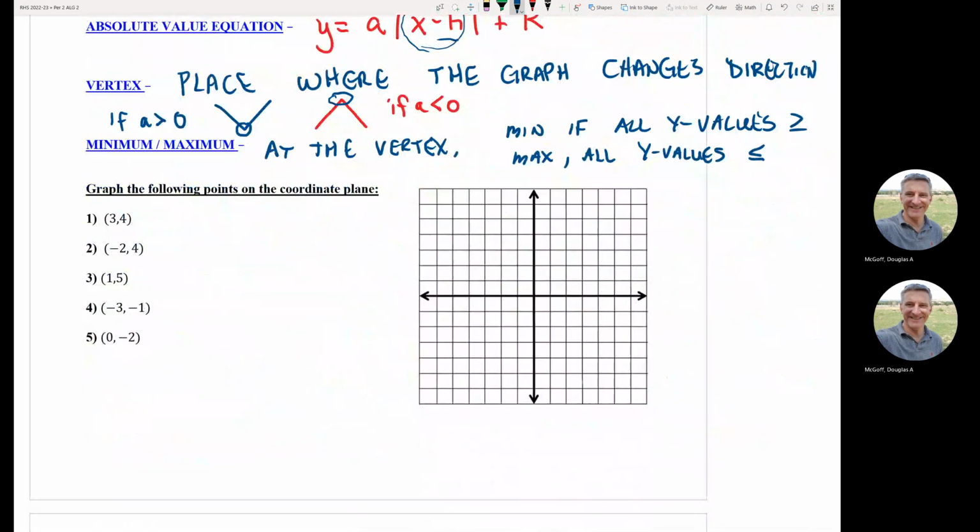Absolute value functions, by the way, we're talking about because the shape is a V. It's very similar to when we get into parabolas, their shape will be a U. They also have a vertex. A line, a linear equation, doesn't have a vertex because it doesn't change direction.